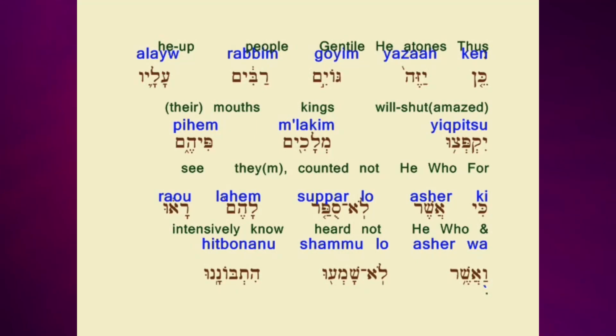Alright, now let's go through the last clause. Wa'asher lo shamu, hitbonanu. Okay, lo asher, wa asher, and he who, lo shamu. That's also Qal perfect. Lo again means not, no, not hearing, not listening to, not obeying, not heard of, really, is what's in view here. Wa asher lo shamu, hitbonanu. Okay, hitbonanu. Okay, shamu, I better cover that first, is the Qal perfect.